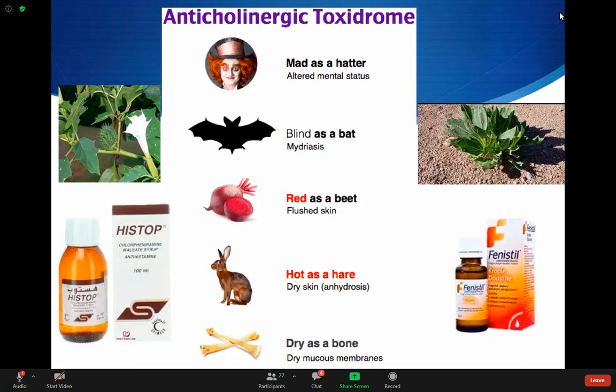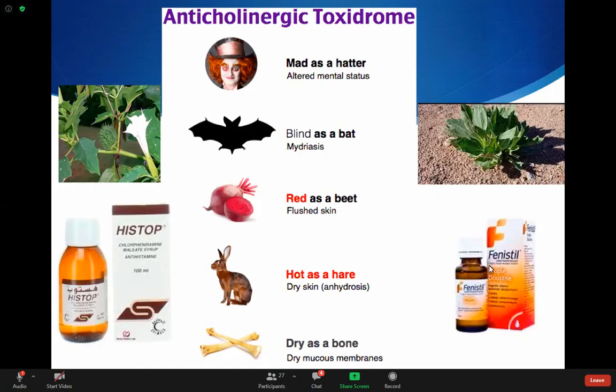And the difference between the anticholinergic and sympathomimetic toxidrome, does someone know? Sympathomimetics versus anticholinergic. The difference is that in anticholinergics the patients will be very dry. In sympathomimetics, they will have sweating. This is the best feature to differentiate the two. The sympathomimetic will have profuse sweating.